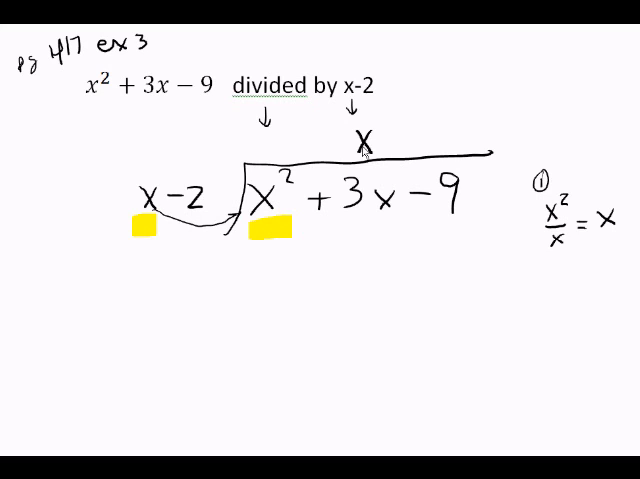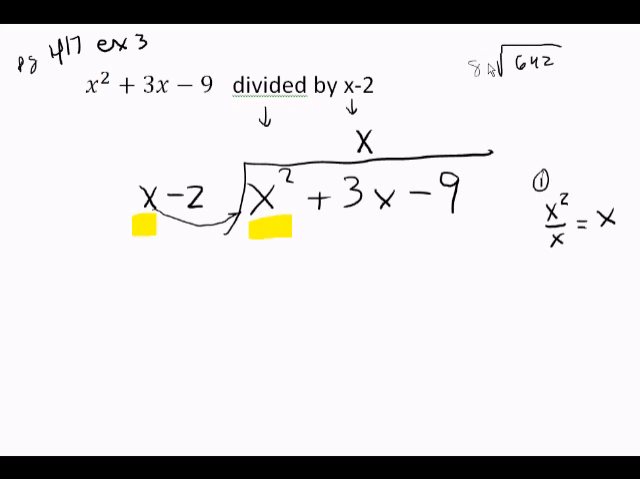In other words, if you remember dividing, how many times does x go into x squared? The answer is x. Now, when you divide, you have to have it in the right column. This is the x squared column. This is the x column. So we're putting the x up here, underneath the x column.